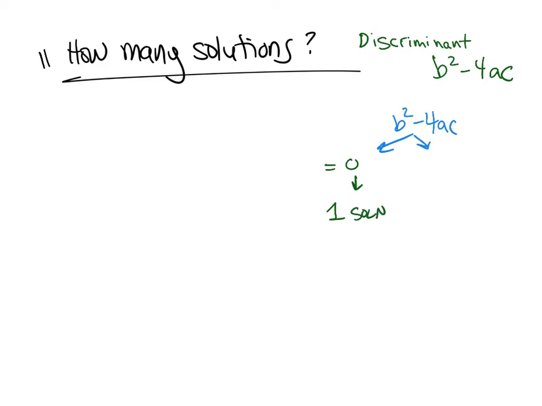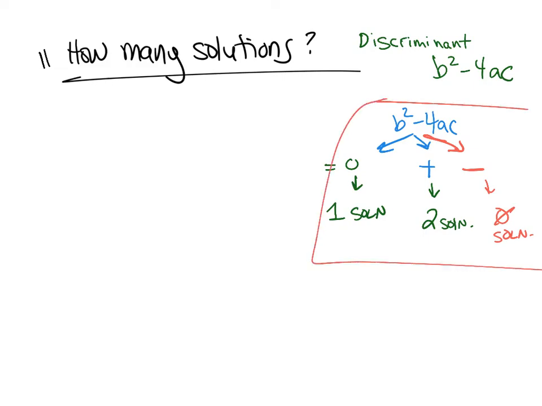If it is equal to a positive, you know that you have two solutions. And if it's equal to a negative, then you know you have 0 solutions because you can't take the square root of a negative. So this is the only part that you need to really memorize.